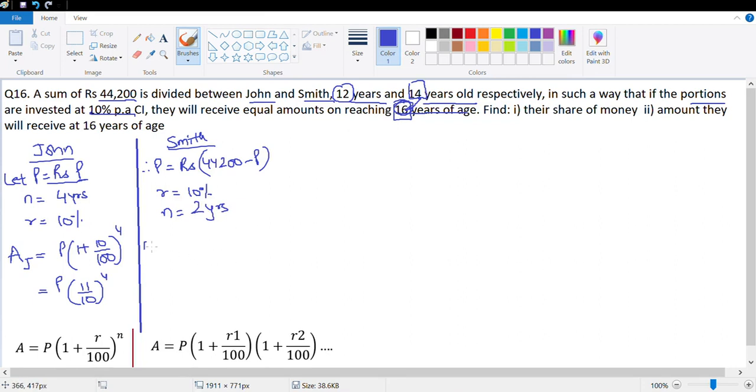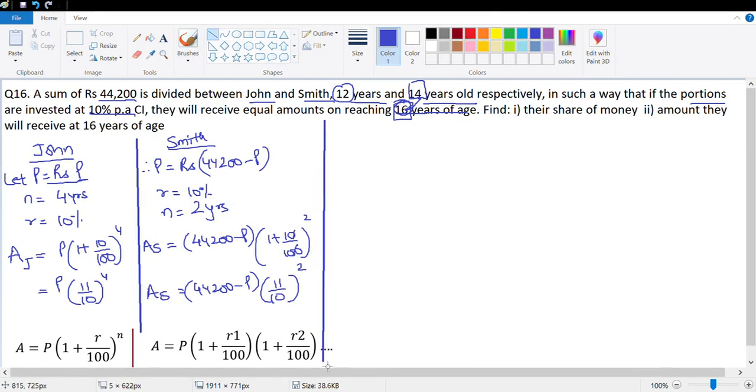So amount for Smith is equal to principal, that's 44,200 minus P, times 1 plus R, in this case 10 upon 100 raised to the power 2, which means 44,200 minus P times again 11 upon 10 square. That's amount for Smith. As per the question, amount for Smith is equal to amount for John. Let's give this an equation number. Let's call it 1. Let's call this 2.